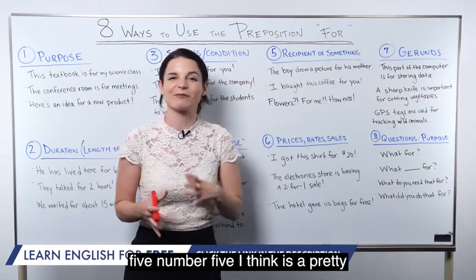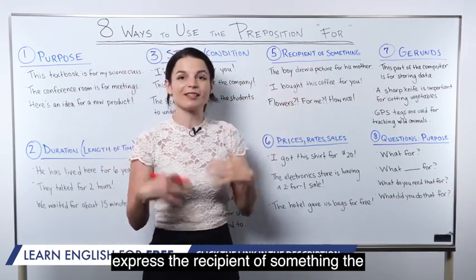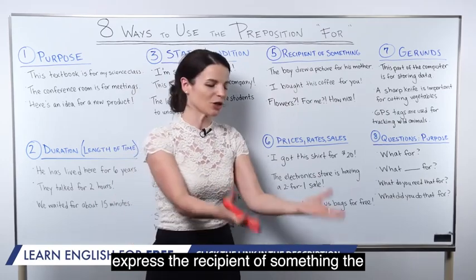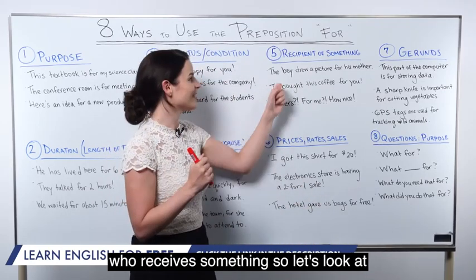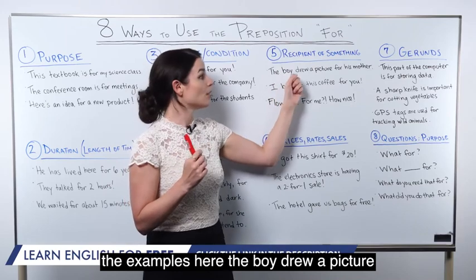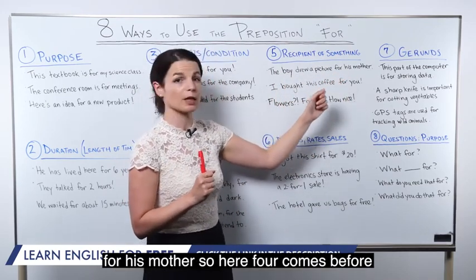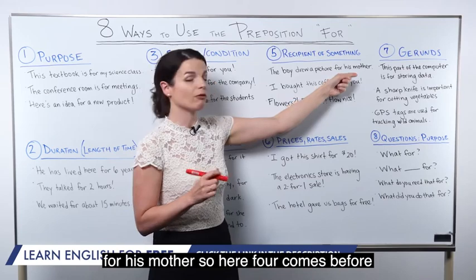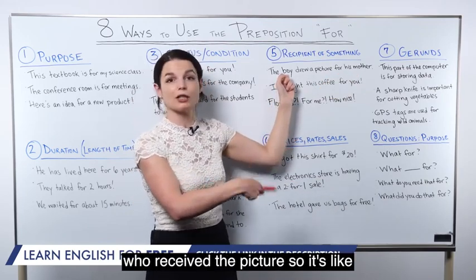Number 5, I think, is a pretty easy one to understand. We use "for" to express the recipient of something, the person who gets something or the person who receives something. So let's look at the examples here. The boy drew a picture for his mother. So here, "for" comes before "his mother." She is the person who received the picture.